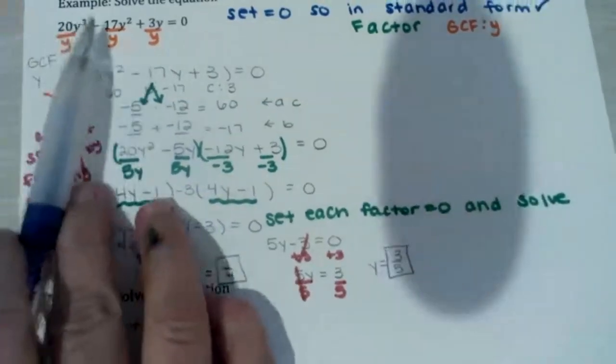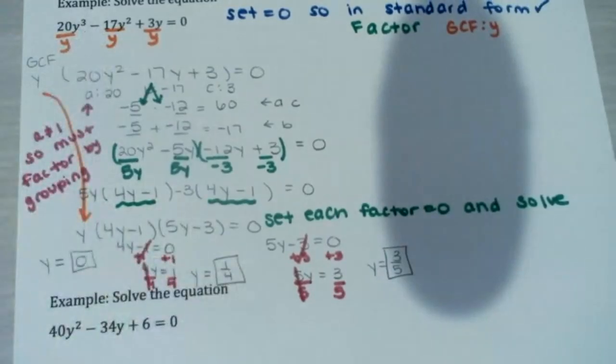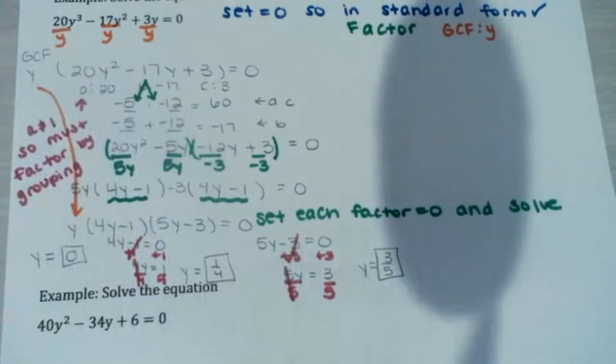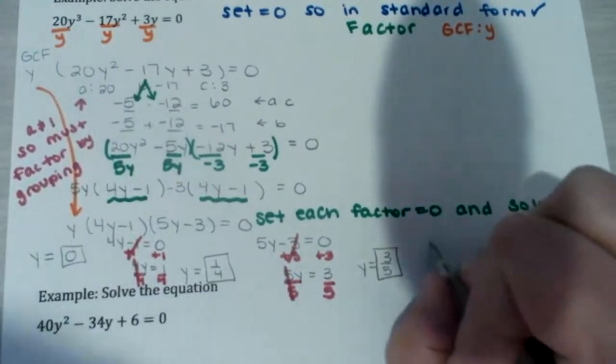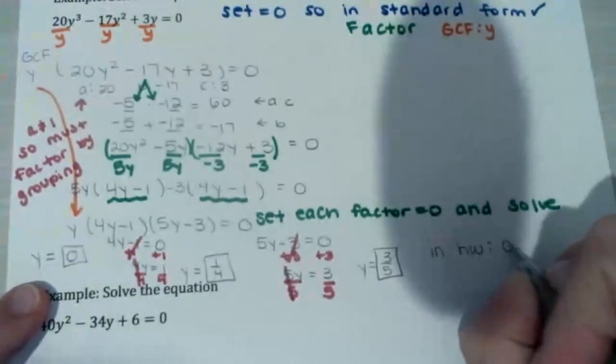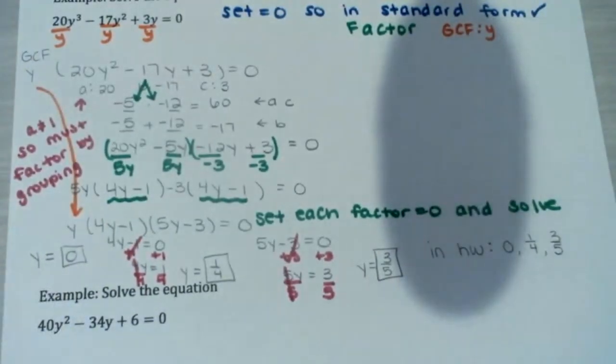And notice, whenever you see our highest exponent is 3, whatever this highest exponent is, it usually tells us how many answers there are. So because our highest exponent is 3, that'll tell us we have 3 answers. So in our homework, our 3 answers as a comma separated list would be 0, 1/4, 3/5. And that's it.